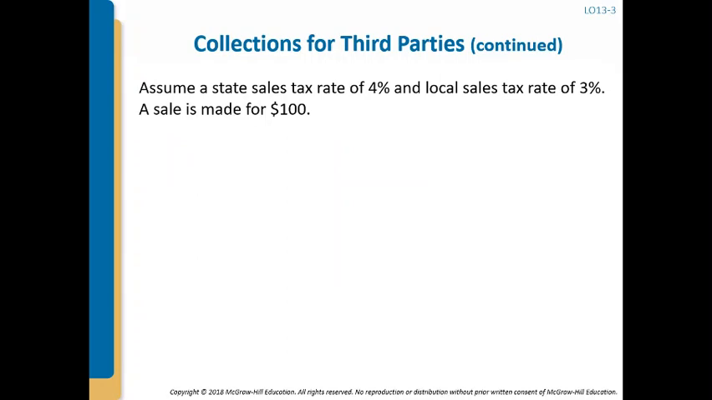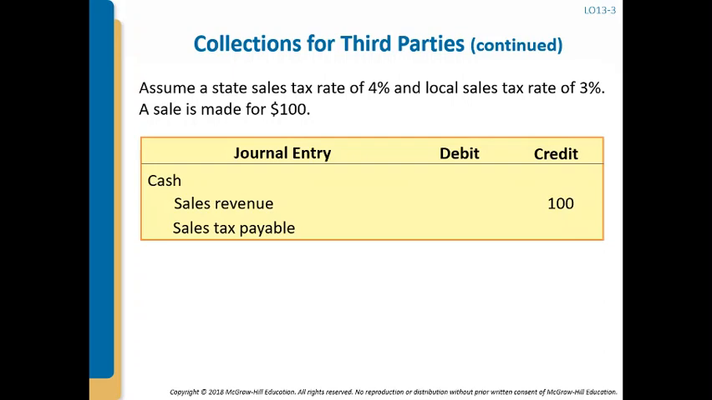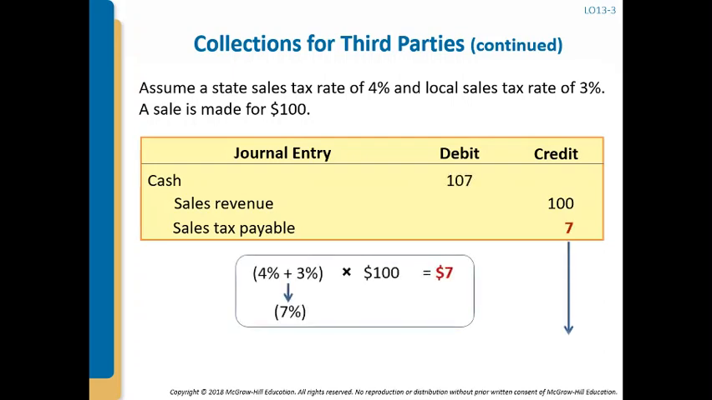So here, let's say we've got a state sales tax of 4% and a local sales tax of 3% on a sale of $100. You're going to have to charge the customer actually $107. So you're going to collect $107. But when you record, you're going to record receiving $107. You're going to record sales revenue of $100. But you're going to have also an obligation called sales tax payable of $7.